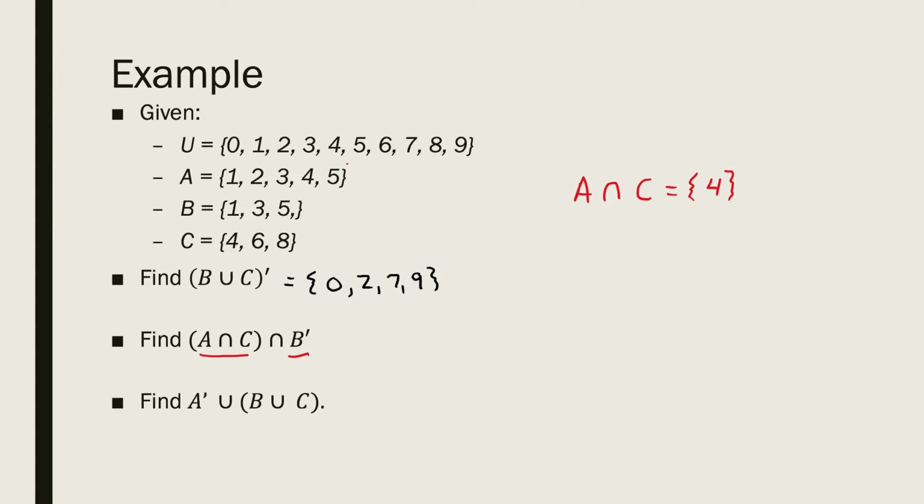I now need to look at B complement. So again, if B is 1, 3, and 5, I'm going to go to my universal set, mark off those values, and whatever is left will be B complement. And now we want to intersect those two sets. So we're going to write down any element that those two sets have in common. Well, the only element that they have in common is the 4.